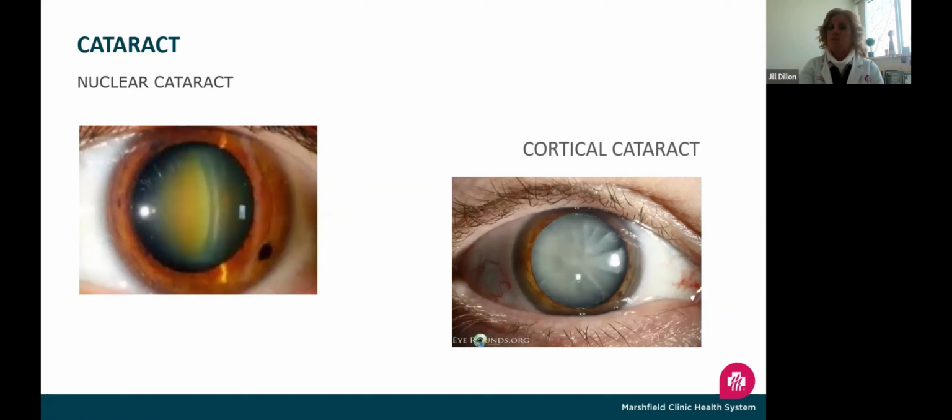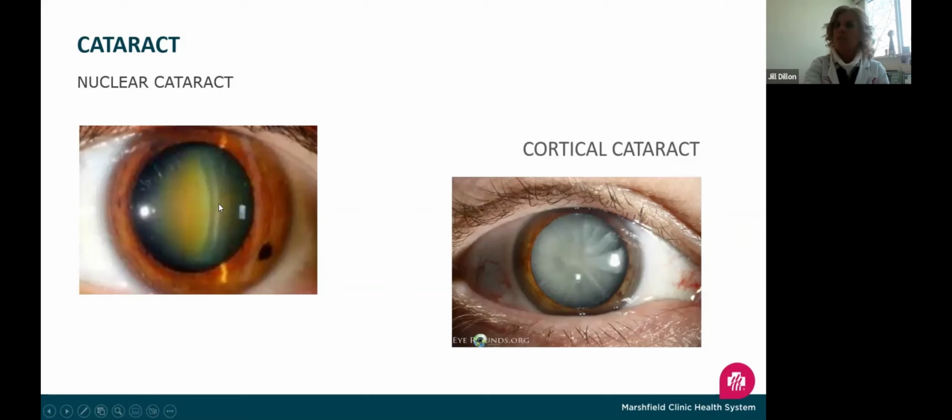And on the right-hand side here, you'll see a cortical cataract. That's happening more in the outside, so the cortex of a lens, which is more of the periphery of the lens. We see that more of a spoking. You can maybe see on my pictures here, it looks more spoke-like.